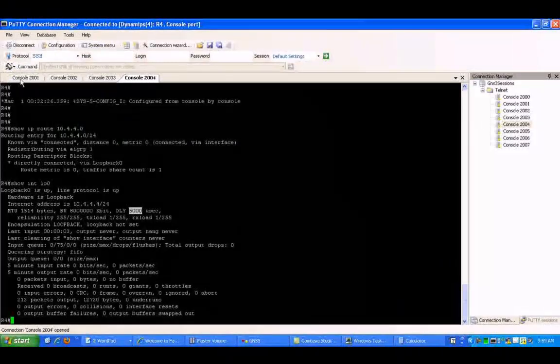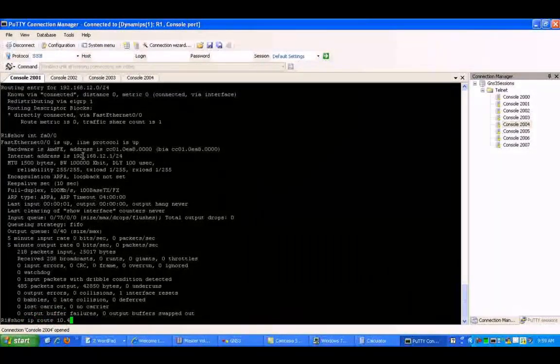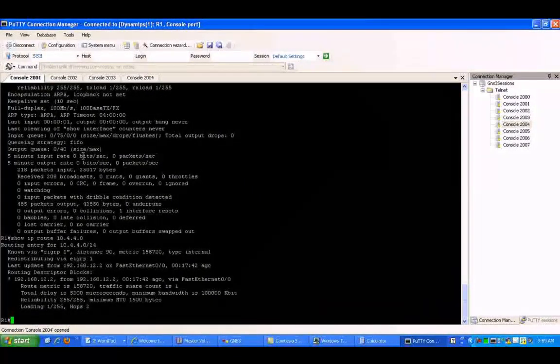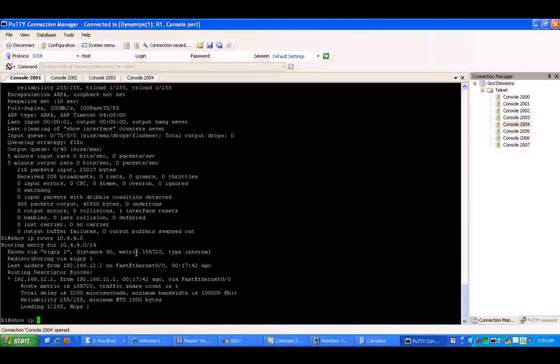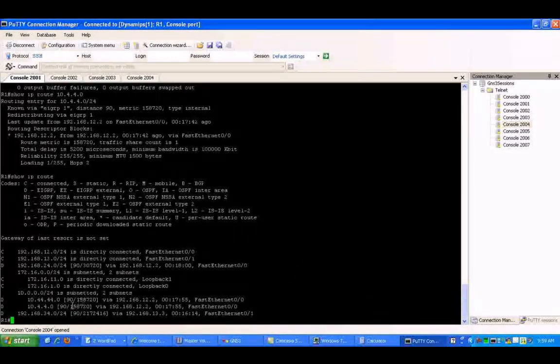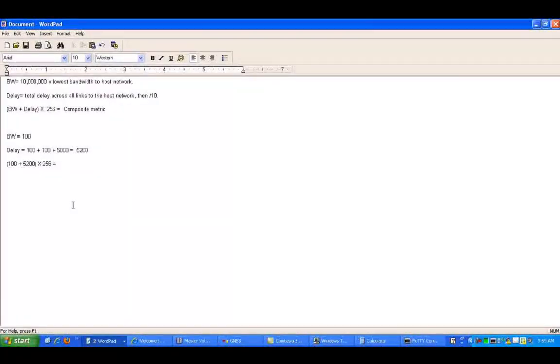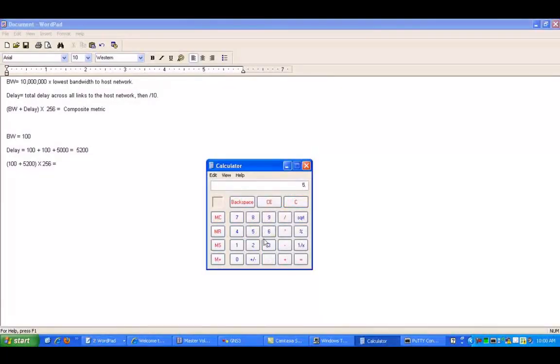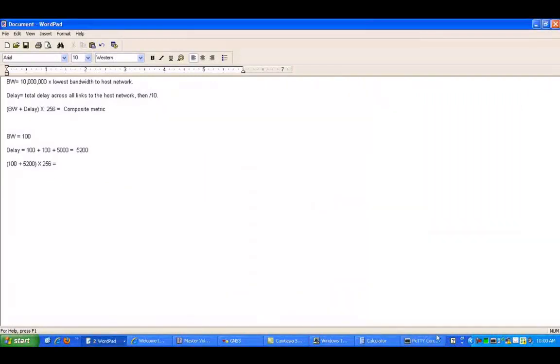So again, 1356800. If we go to router 1 and do a show IP route on the 10.4.4.0 network, we have a metric of 158720. If we do 5300, multiply that by 256, we get 135680.